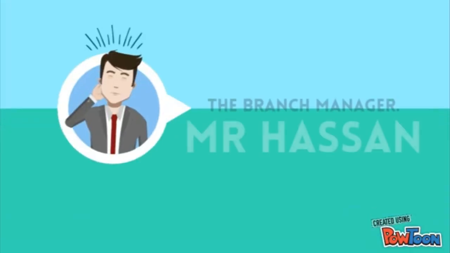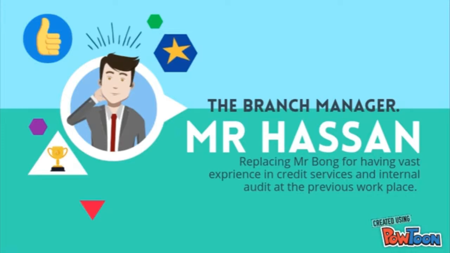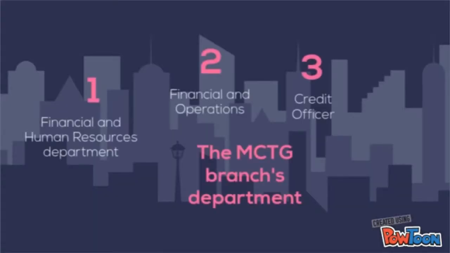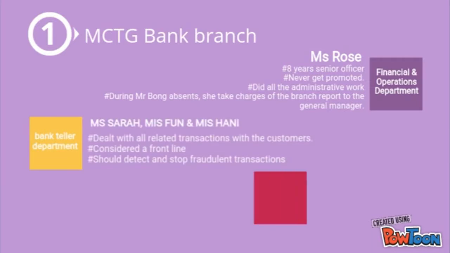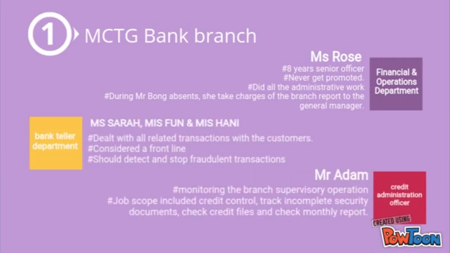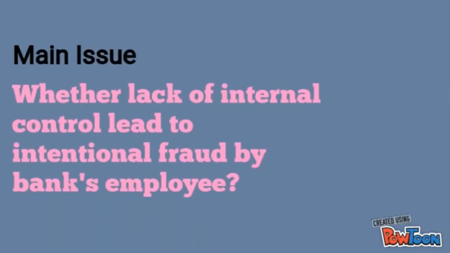The branch manager is Mr. Hassan. He is replacing Mr. Bong, who retired due to health problems. MCTG Group financial divisions comprise Financial and Human Resource Department, Financial and Operation Department, Credit Officer and Bank Tellers Department. The Financial and Operation Department job was led by Miss Rose. Meanwhile, the Bank Teller Department was controlled by Miss Hani, Miss Fan and Miss Sarah. The Credit Administration Officer is Mr. Adam.